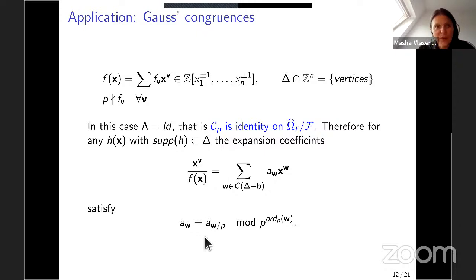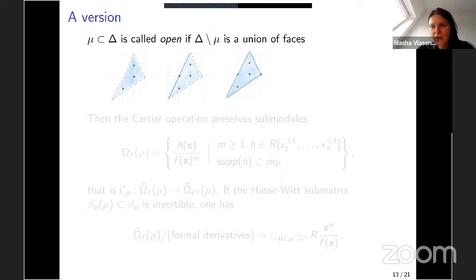To prove Dwork's congruences, we need a version of our key theorem, which is the following. We consider subsets of the Newton polytope. A subset is called open if its complement is a union of faces of different dimension. Here are examples of open subsets.